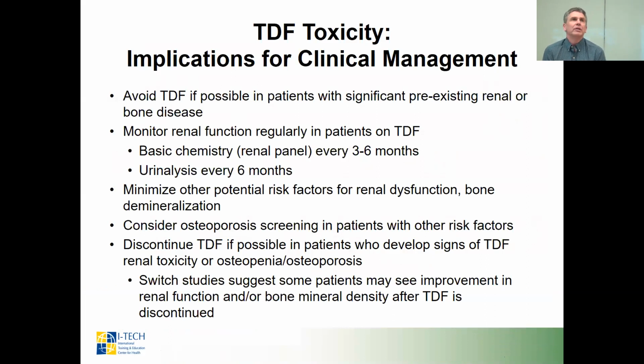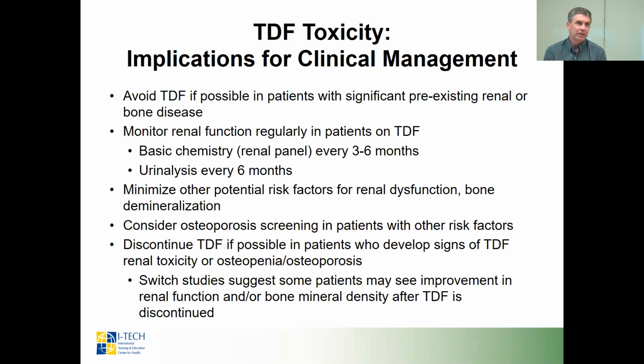So, implications for clinical management. I would say you need to avoid tenofovir if at all possible in patients who already have significant pre-existing renal or bone disease. Patients who are on tenofovir should be monitored for renal dysfunction, ideally with a renal panel every 3 to 6 months, and also a urinalysis every 6 months, because again, often the problem starts with spilling of glucose, phosphate, and protein. It's important to minimize the other potential risk factors for renal dysfunction or bone demineralization.